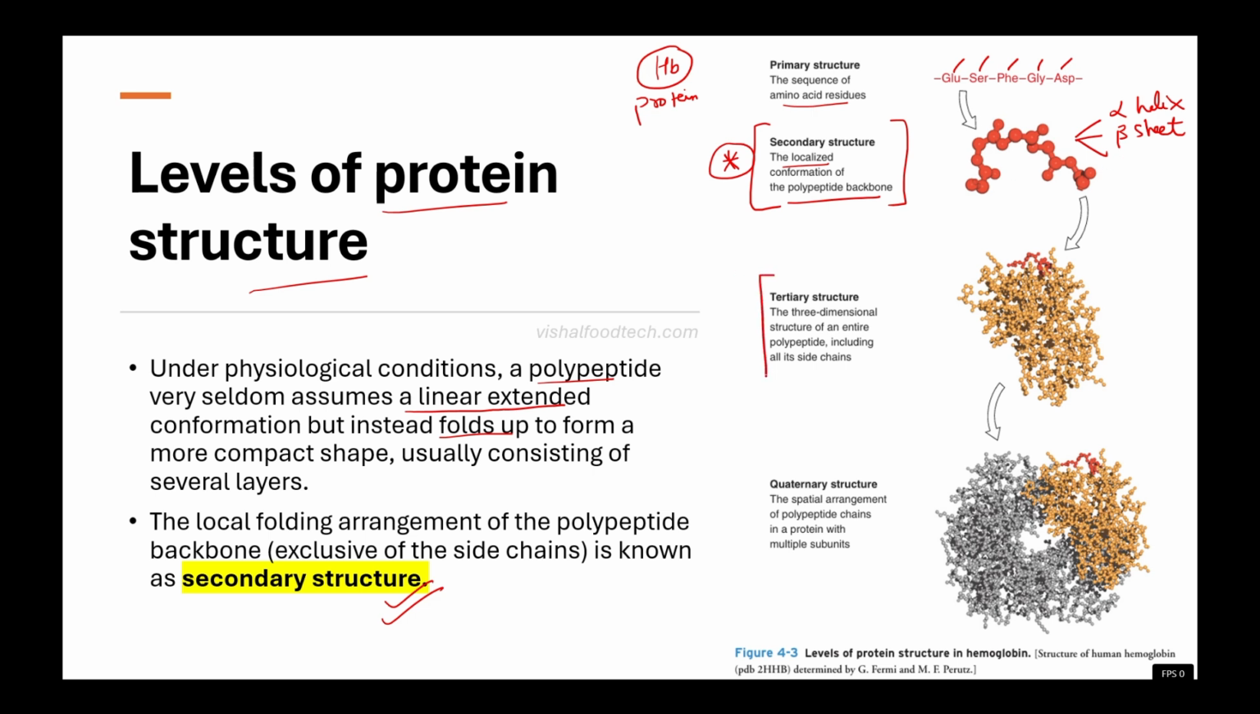The next structure that is most commonly represented is the tertiary structure, which is the three-dimensional structure of an entire polypeptide chain, including all its side chains. And the quaternary structure is the spatial arrangement of the polypeptide chains in a protein with multiple subunits. For example, this is one subunit, and this gray colored one is a different subunit, and this is an arrangement of multiple subunits. So this was the example that I have taken from this source.